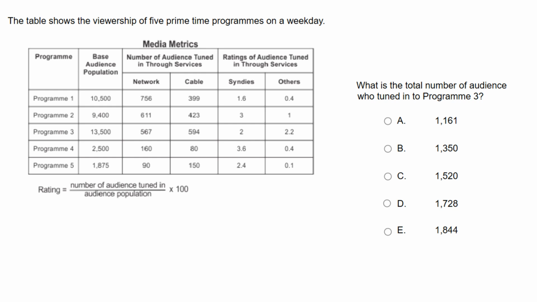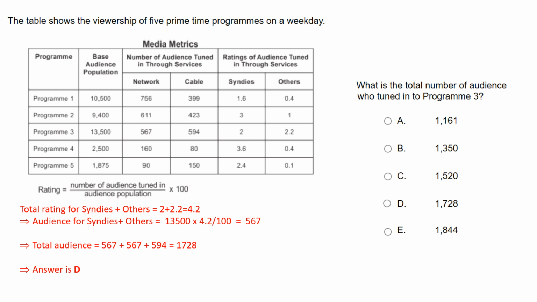So you get that the number in the audience tuned in is rating times audience population divided by 100. So that means that if you take those two ratings, you've got 2 plus 2.2 is 4.2. Is your rating, multiply that by the audience population, so multiply by 13,500 and then divide by 100. And then you add that number to the other two that you suggested, and that brings you to 1728. So there's that written down if you didn't quite follow that.